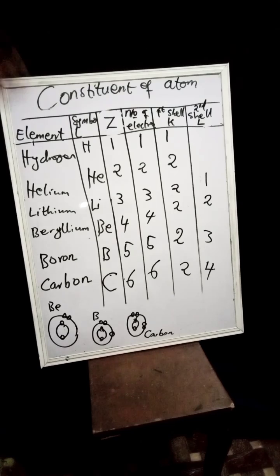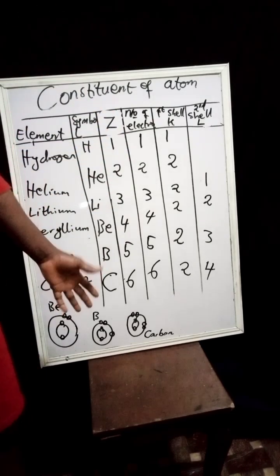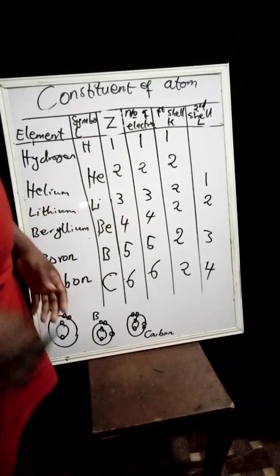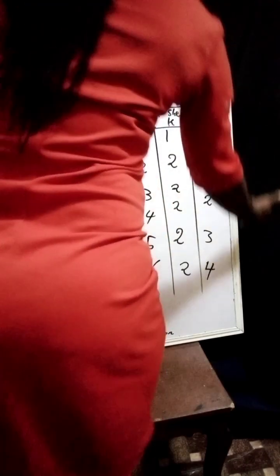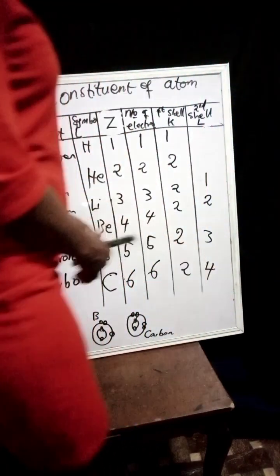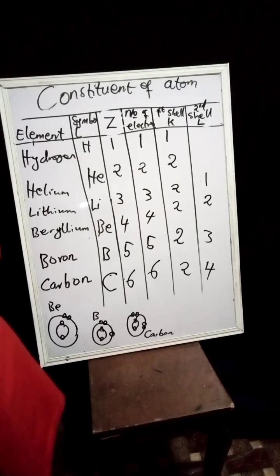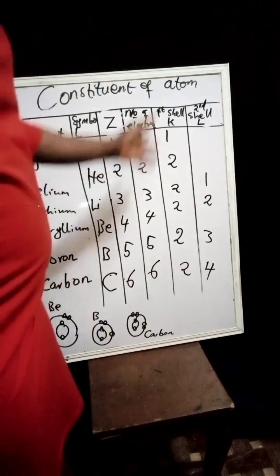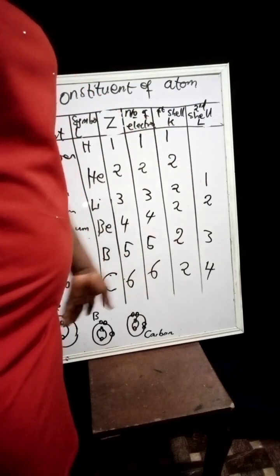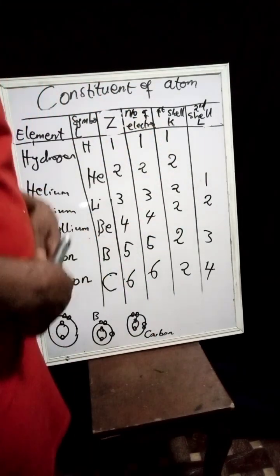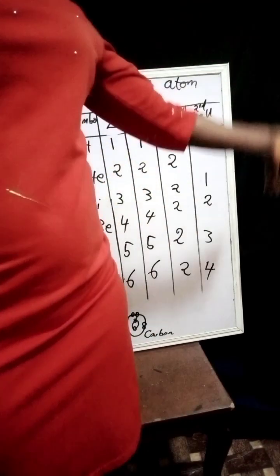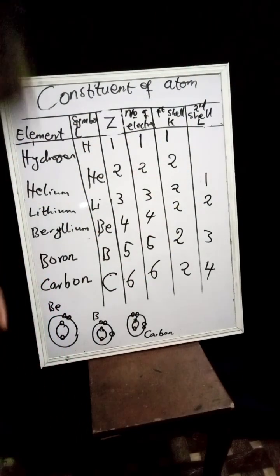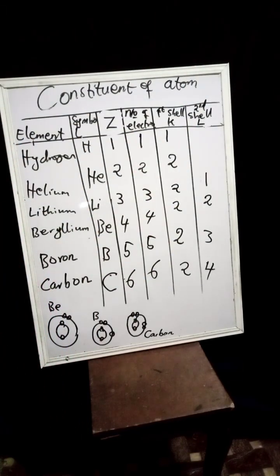In the same way, you continue until you enter the third shell. If you enter the third shell, you draw a column for the third shell, which will be the M shell. Then you continue adding the number of electrons until you enter the fourth shell, which will become the N shell. That way you continue. I hope you understand what we are doing.